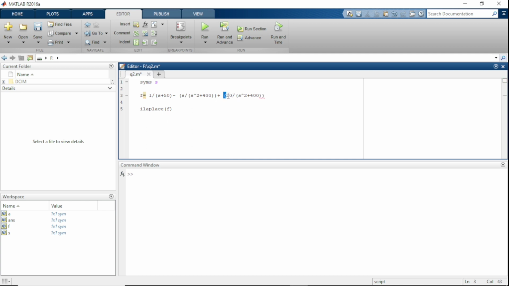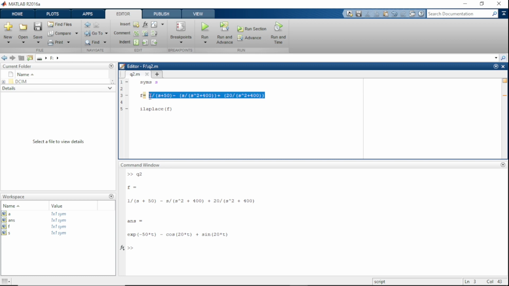So basically this will be e to the power minus 50t, and this is the cos function and this is the sine function. Okay, now here you can see the answer is e to the power minus 50t minus this one is for the cos 20t and this is for the sine 20t. Okay, so this example is given as a partial fraction. Now take the direct Laplace transform in the transfer function form.